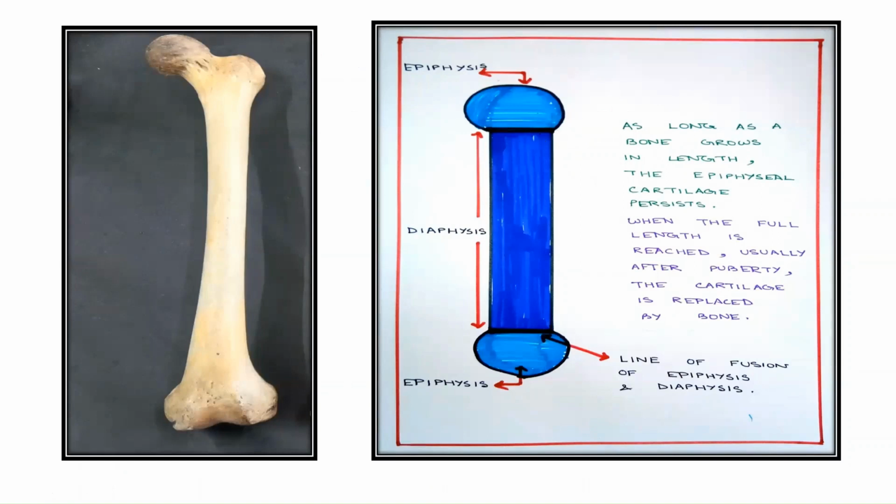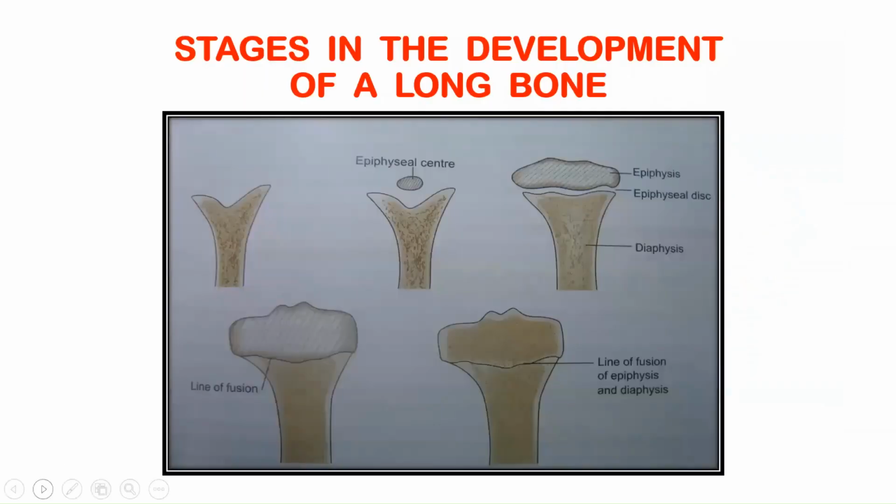So as long as the bone grows in length, the epiphyseal cartilage persists. When the full length is reached, that is usually after puberty, this cartilage will be replaced by bone. So we can see the line of fusion between the epiphysis and the diaphysis. Later on, these lines will also disappear, and we will get a smooth structure of the long bone. So these are the stages in the development of a long bone.